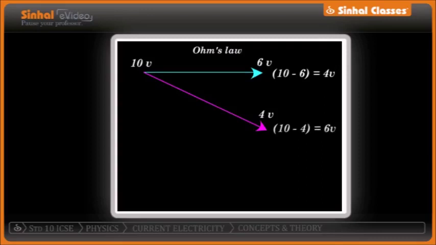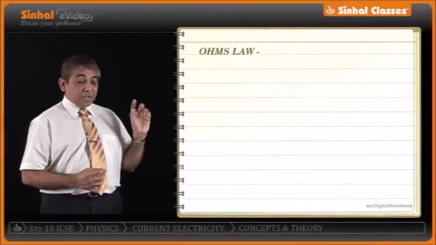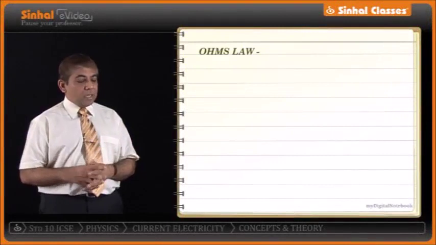Let's consider another example. The second end has a potential of 2. So 10 minus 2, that is 8 volts. Now I have three different cases wherein I see that there is a change in potential. So we say that greater the potential drop, more is the current that flows through it. That means current flowing through a conductor is directly proportional to the potential difference between the two ends of the conductor.